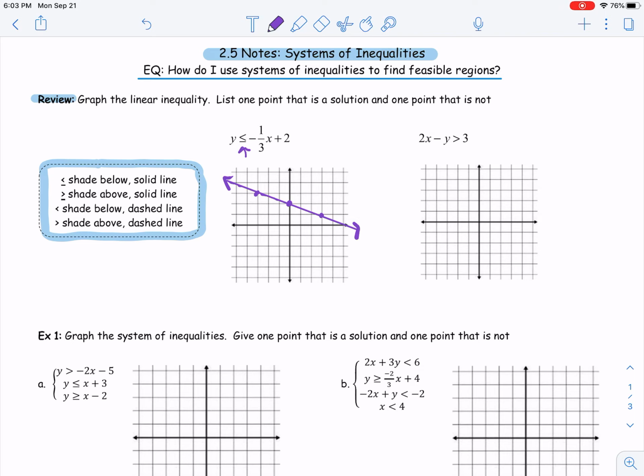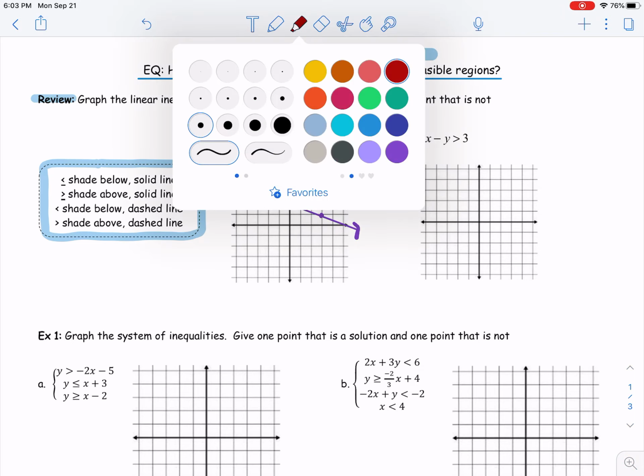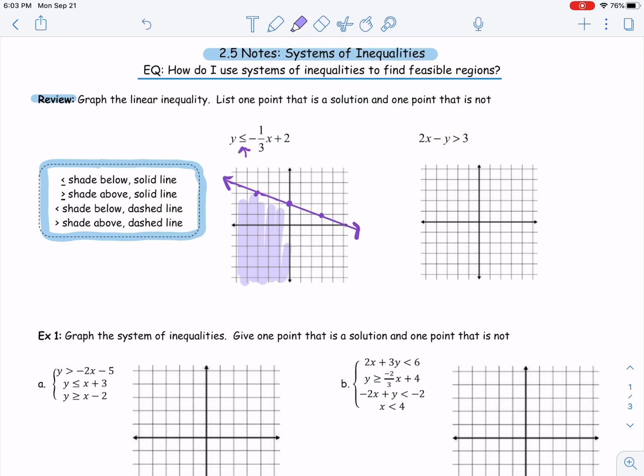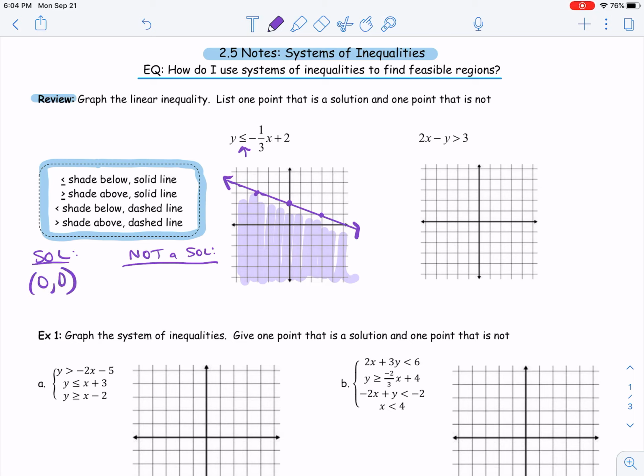And so because it's less than or equal to, at this point, I know I need to shade everything below that line. And so then the question says, list a point that is a solution and list a point that is not a solution. So a solution could be anything in the shaded region. It could be 0, 0. It could be negative 3, 1. It could be 3, negative 10, whatever. I'm going to go with the origin, 0, 0.